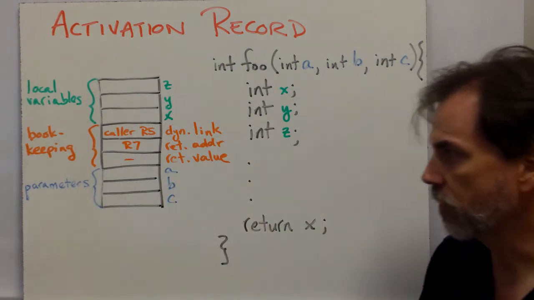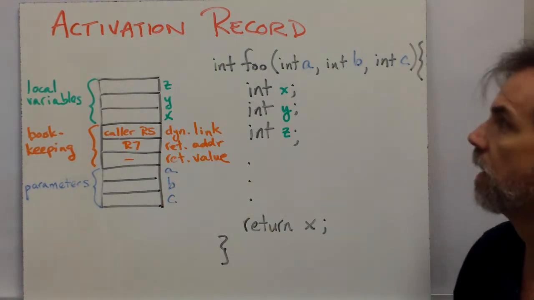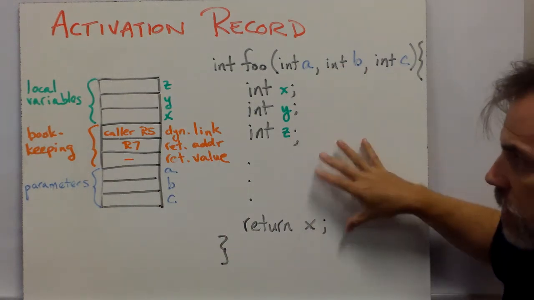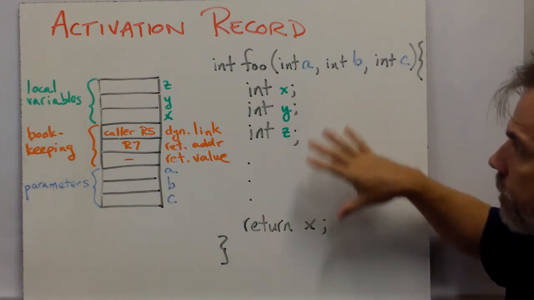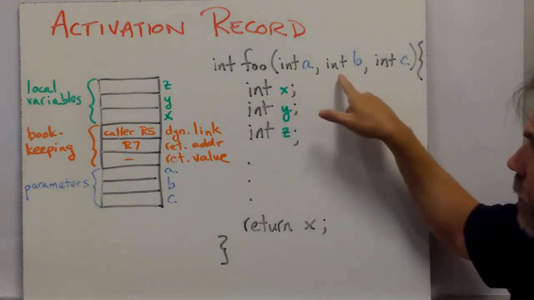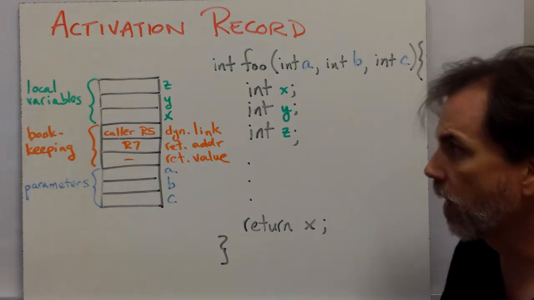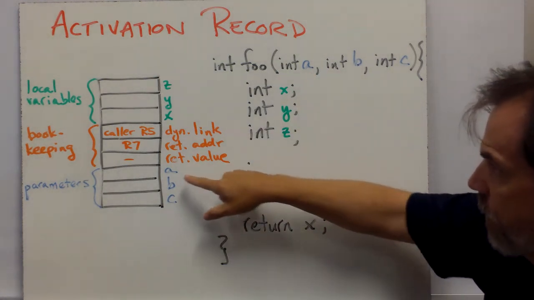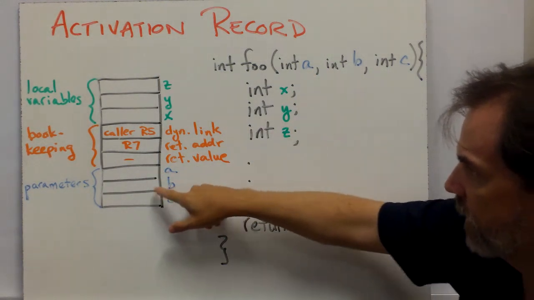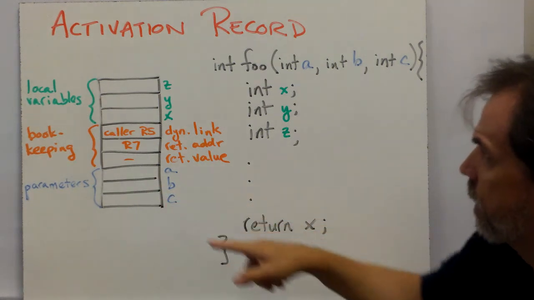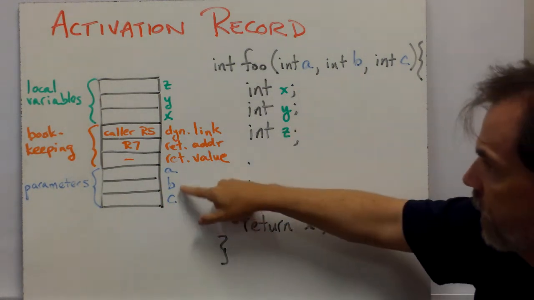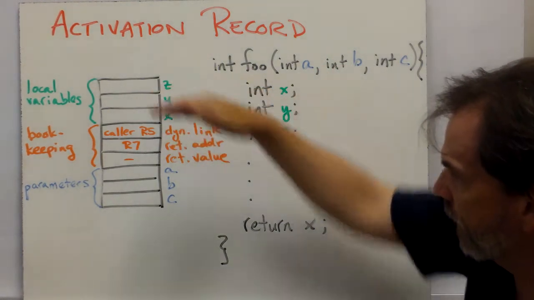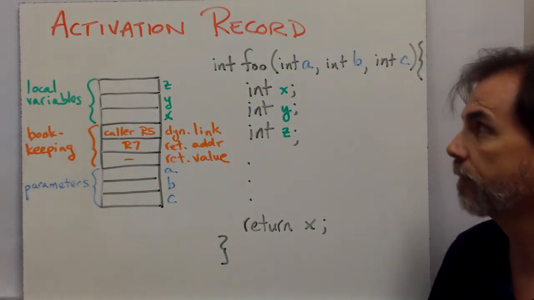and we give names to those as we've seen in our function declaration. So this activation record corresponds to this function definition. When this function foo is called, it has three integers that are passed in as arguments. Those integers are bound to these names. So A is here, B is here, and C is here. Okay, and then X, Y, Z are the local variables, so there's space allocated for them as well.